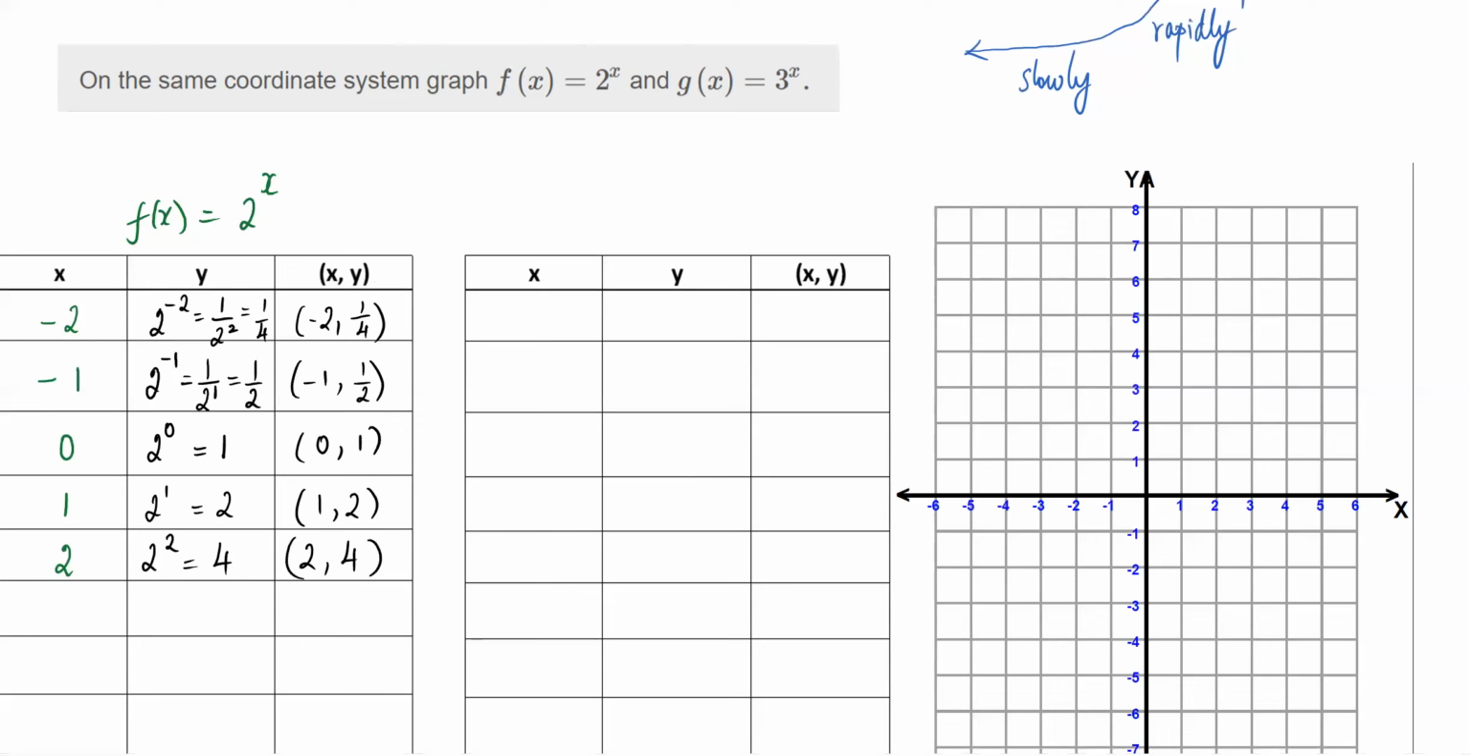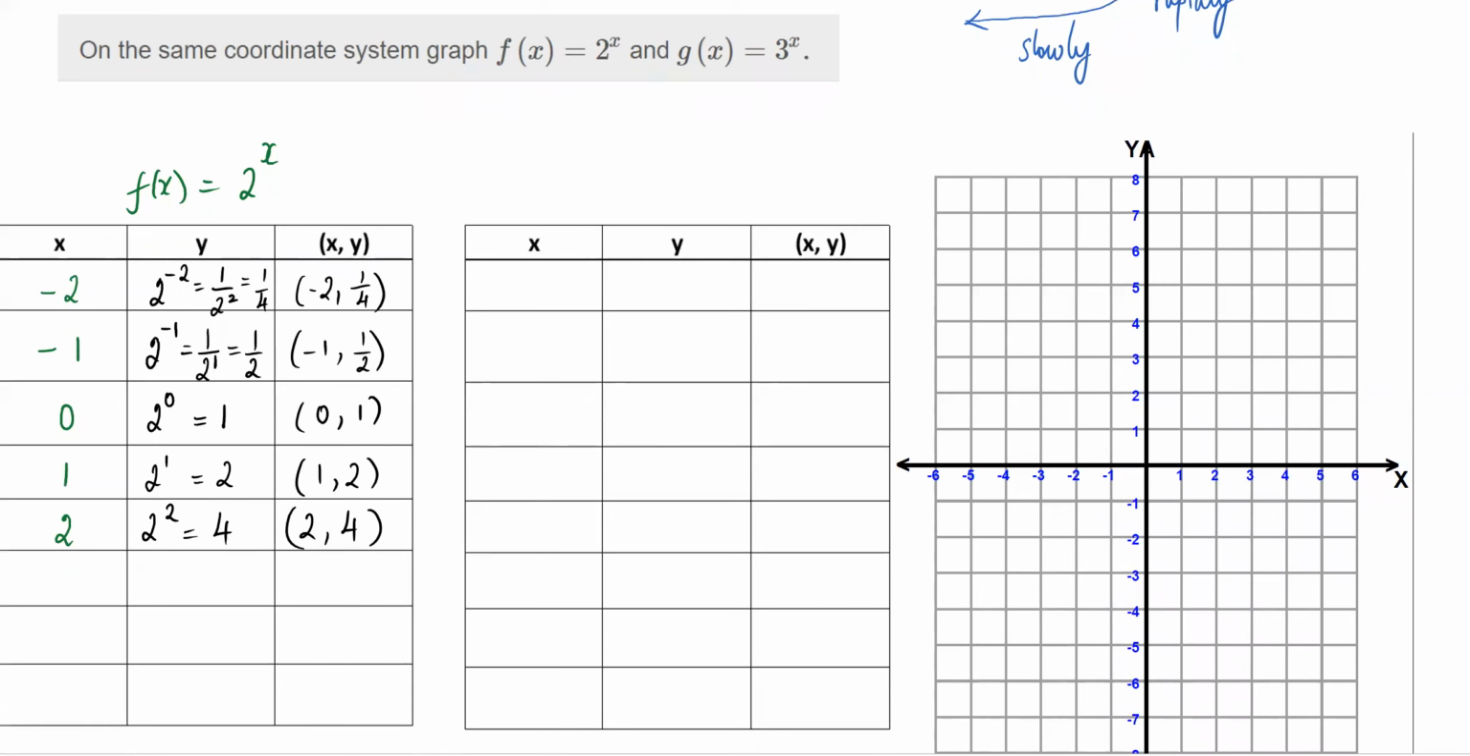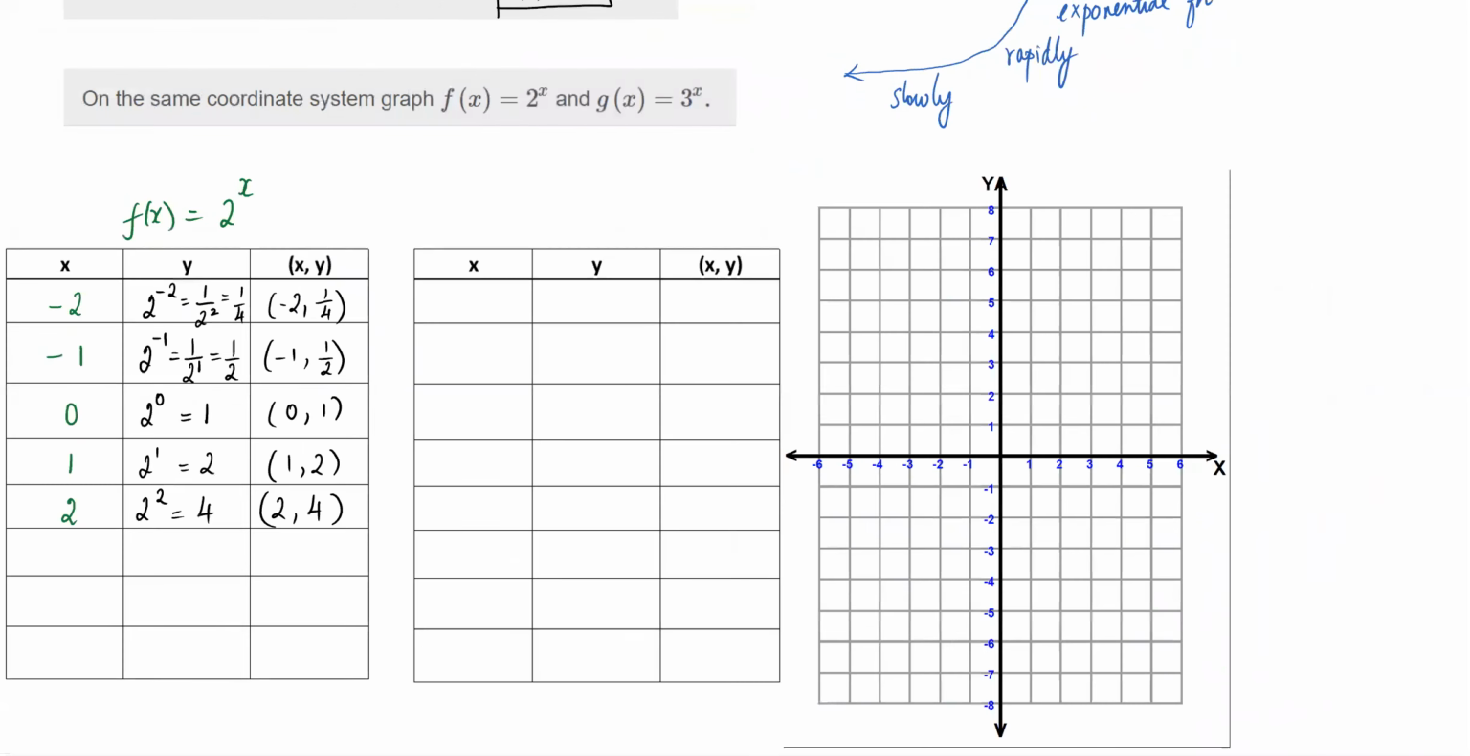Okay. Let's go ahead and graph this one. Negative 2 goes to 1/4. Now I have to look at my box. Each box is 1 unit, but I have to mark 1/4 of a unit. So that means you have to eyeball this and roughly divide this into 1/4.